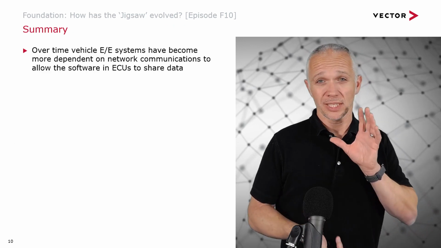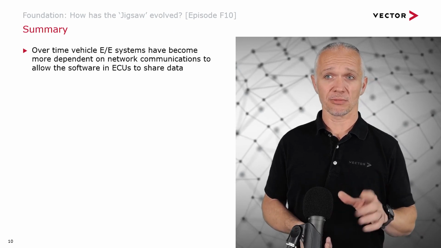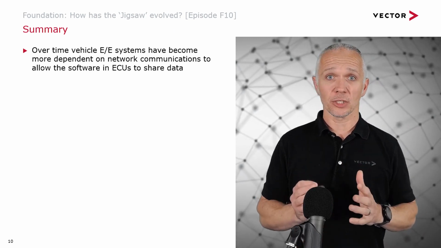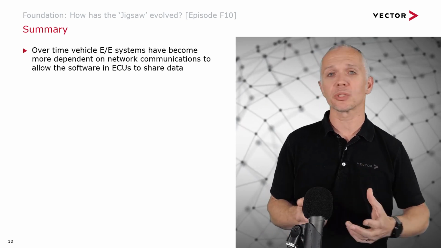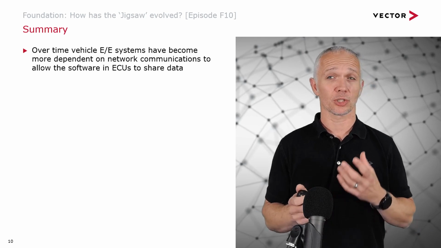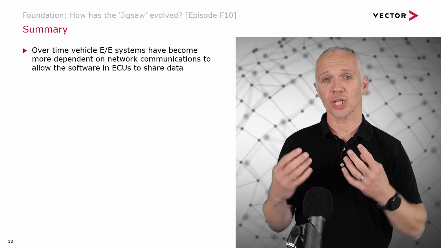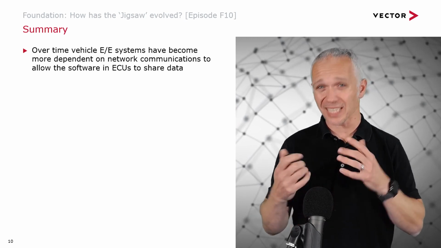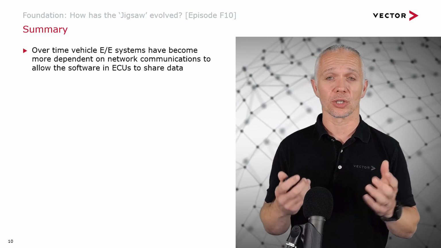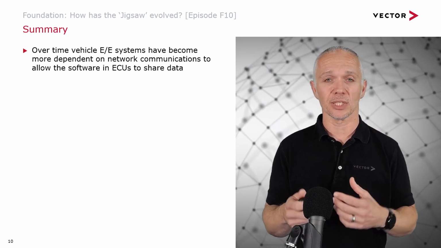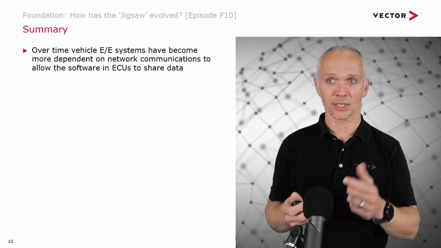So we've got up to within 10 years of the present day, very roughly. Over time, it should be clear to you that vehicle EE systems have become much more dependent on network communications to allow the software in ECUs to share data. And the sharing of data between that software is how we realize our functions, such as traction control and other things that we interact with on a daily basis when we're in a vehicle or nearby a vehicle.